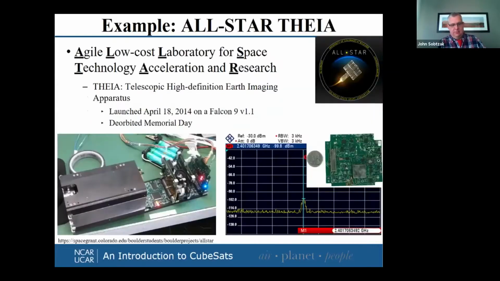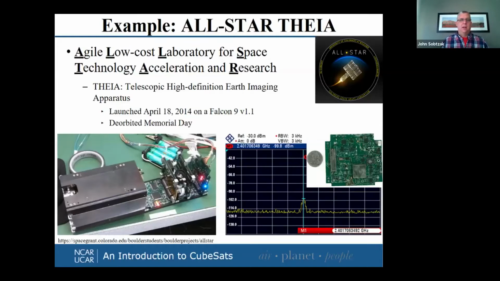All right. Now we move into ALSTAR. This was my first CubeSat that I volunteered with over at the University of Colorado. This is a project at the Colorado Space Grant Consortium, located in the Engineering Center on CU's campus. ALSTAR stands for Agile Low-Cost Laboratory for Space Technology Acceleration and Research. In this case, ALSTAR is the bus and THEA is the payload. THEA was the Telescopic High-definition Earth imaging Apparatus.